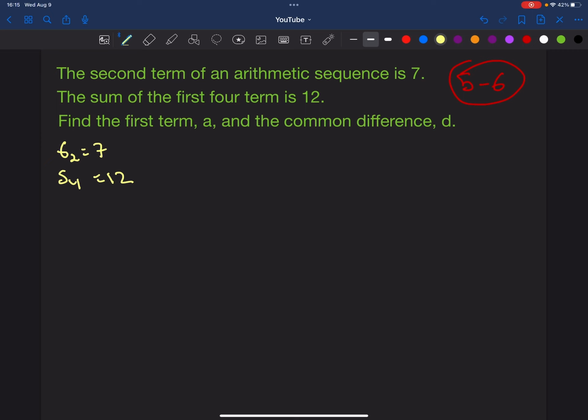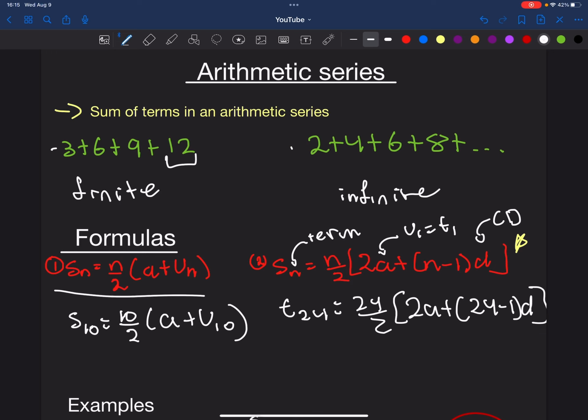So when you only have this amount of information, I had a similar question like this in my last video, but let's just do it again. If we have only this type of information, the only thing you can do is to make two different equations. So for T2 is equal to 7, this is term 2, right? So I'm going to be using arithmetic sequence formula, not arithmetic series. So not one of these formulas, okay?